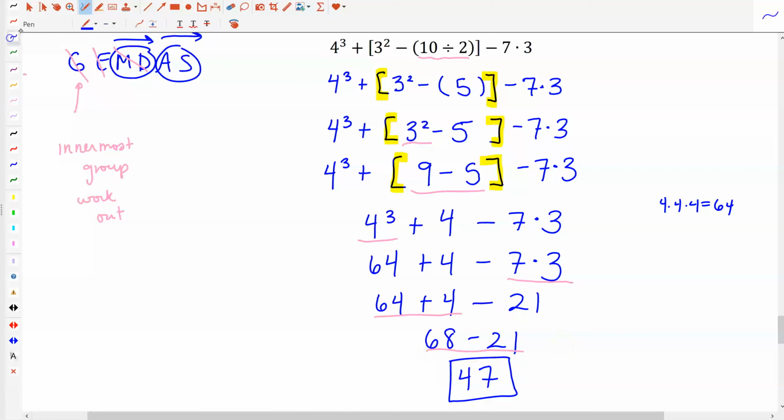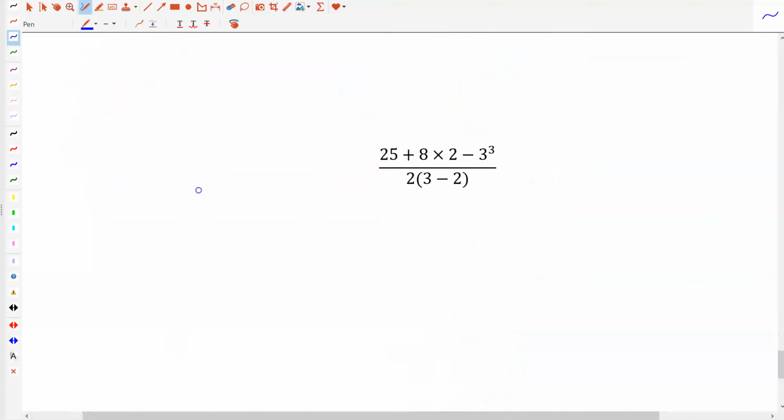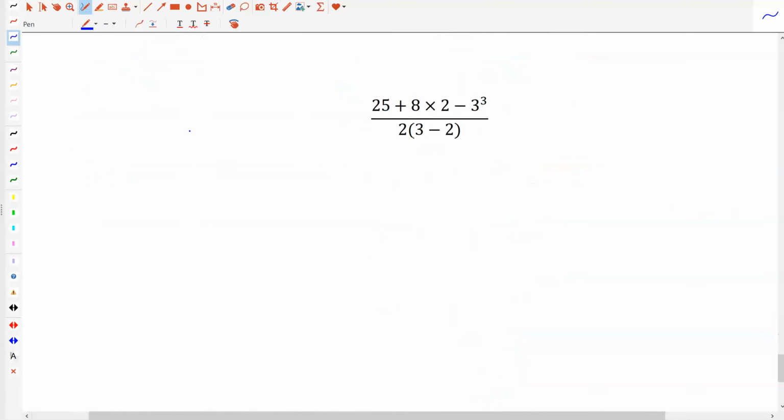Okay, so that one was an example that had what are called nested parentheses, so like inner groups and outer groups. The last example that I want to look at is a different way to use a grouping symbol. This one will use a fraction bar as a grouping symbol.